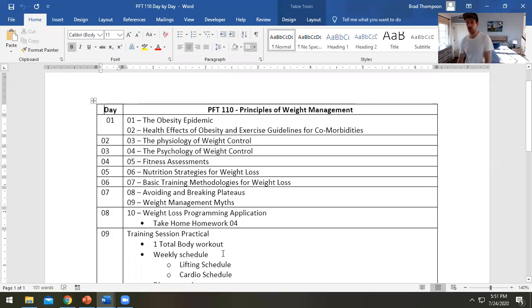Okay, so let's take a look. We are starting day one of PFT 110. This is one of our program design classes. This is program design for principles of weight management.